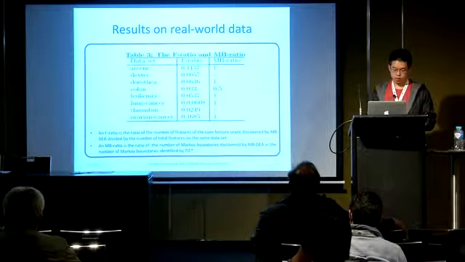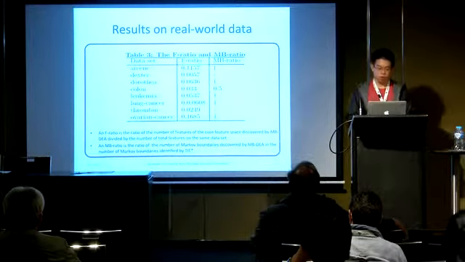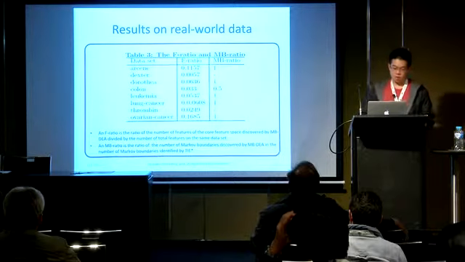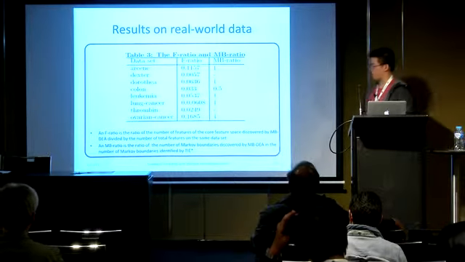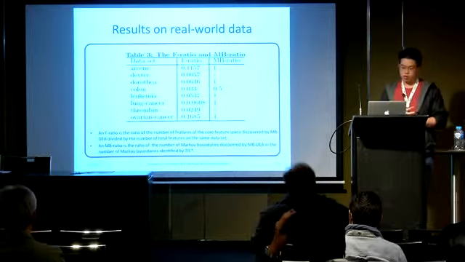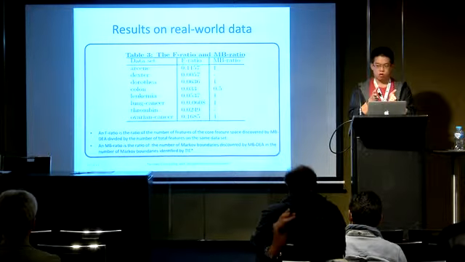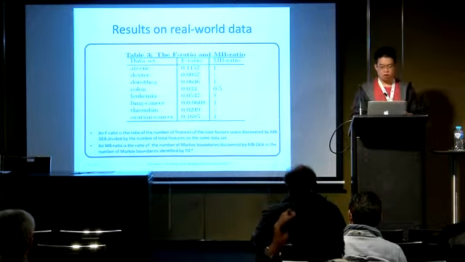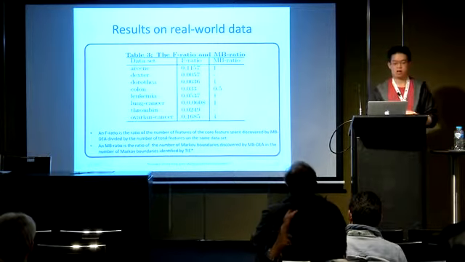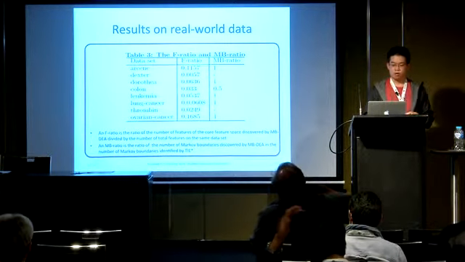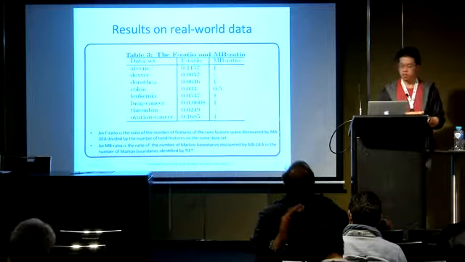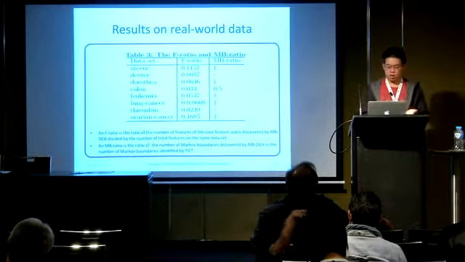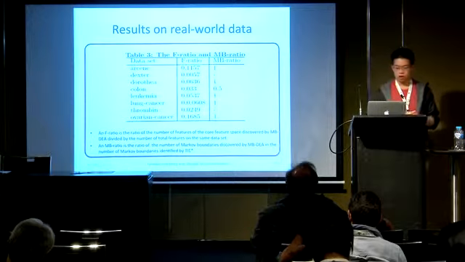Next, we'll show the results from real-world data. So we show the F ratio and the MB ratio for this. The F ratio was defined by the authors as the ratio of the number of features of the core feature space discovered by MB-DEA divided by the number of total features in the data set. So they range from about 0 to the highest, which is 0.16.